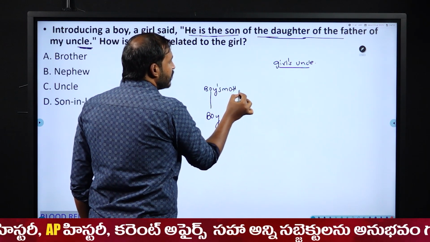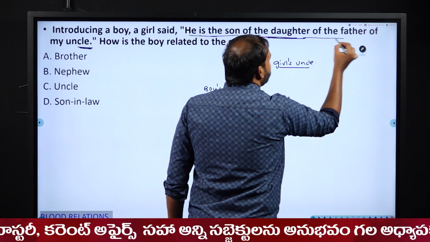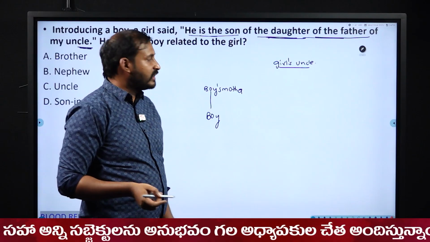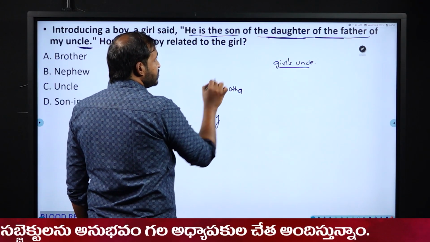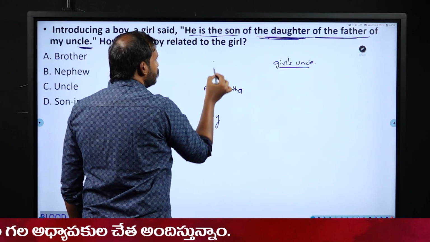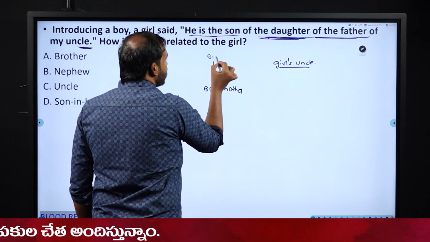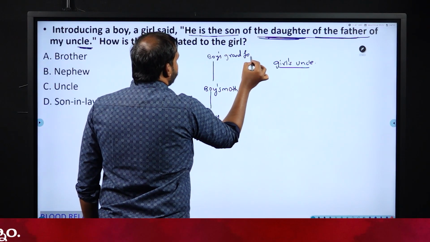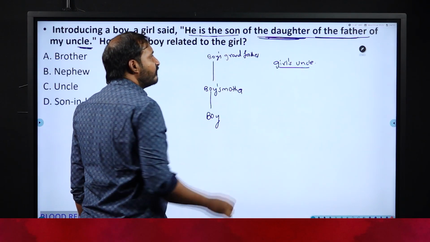They are speaking about the boy's mother. Daughter of the father of my uncle. That means what? This lady, once again, is the daughter of a male person. So, that boy's grandfather. Father of my uncle.